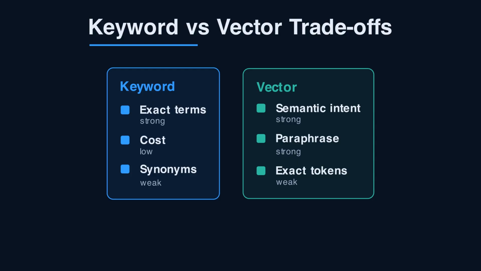In practice, most real query traffic is a mix. People type both specific terms and vague intent. That's exactly why you rarely want to bet everything on one mode, and it sets up the obvious move.